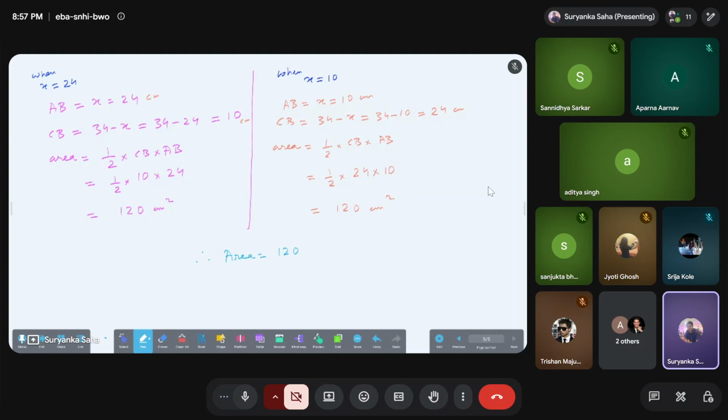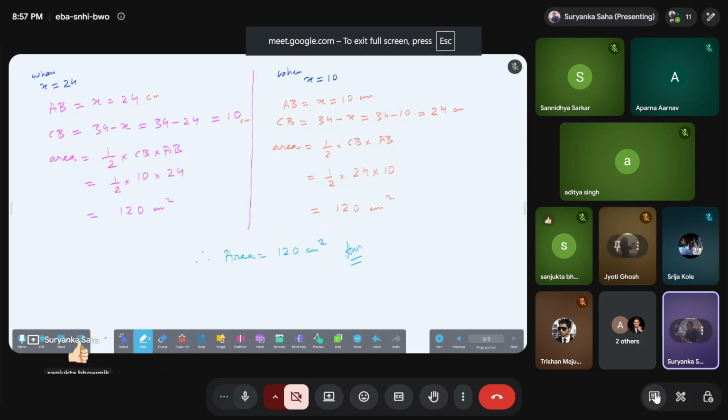So area, therefore area হচ্ছে 120 centimeter square. This is the answer. You are getting the same result by taking both the values. Understood? Yes or no? Okay.